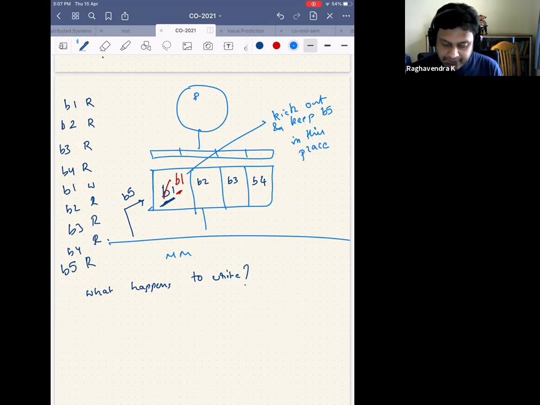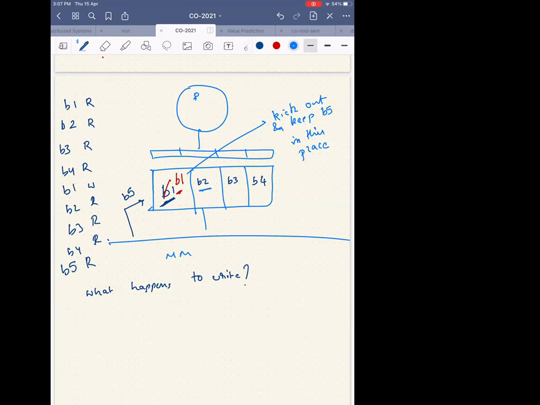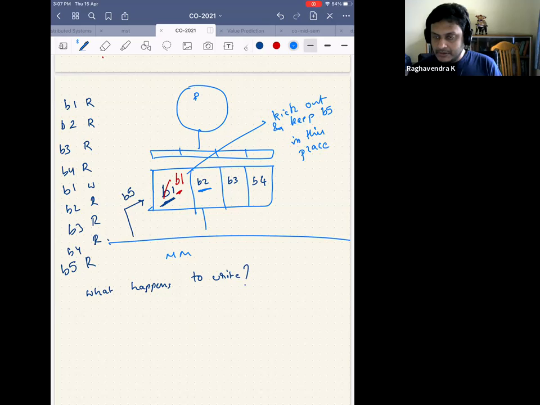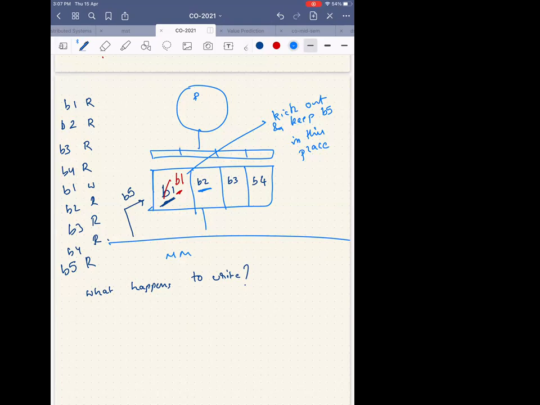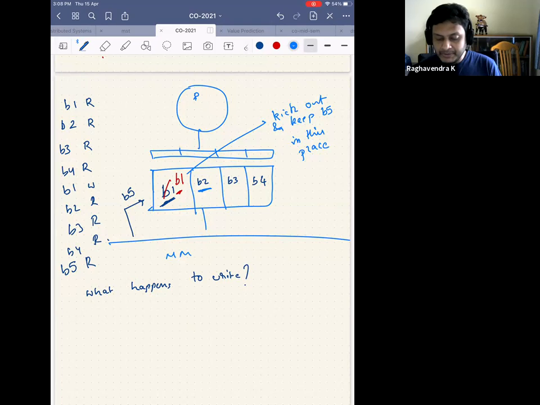So let's say if the CPU had chosen B2 to kick out, would you have written B2 to main memory? No, sir. No, right? So I don't have to. Why is that? Because the value of B2 was not changed.